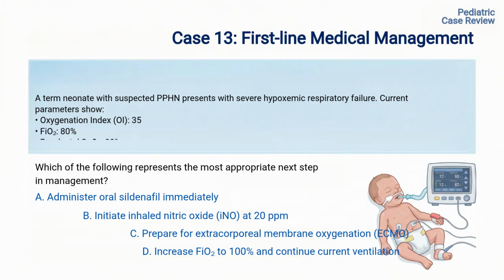Which of the following represents the most appropriate next step in management? Option A, administer oral sildenafil immediately. Option B, initiate inhaled nitric oxide at 20 parts per million.